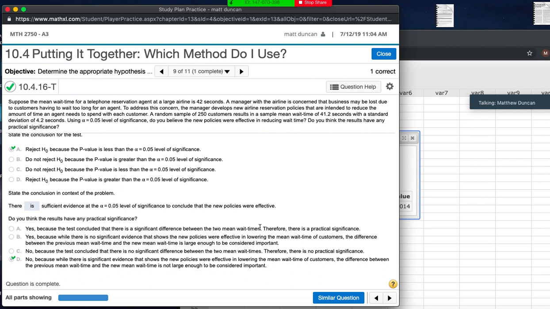Yeah, and a lot of people say if the P is low, reject the H-naught. A lot of people say it that way to help remember it. And so we mean lower than alpha, right? Lower than alpha.